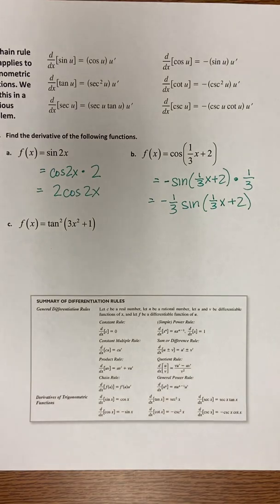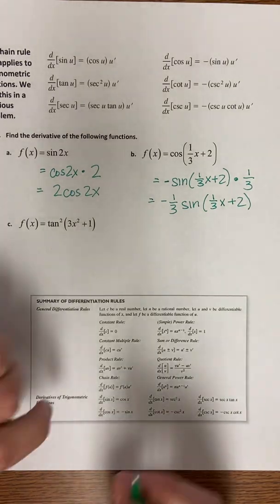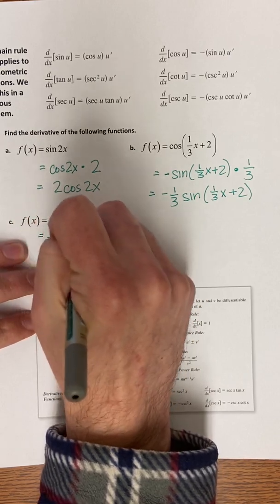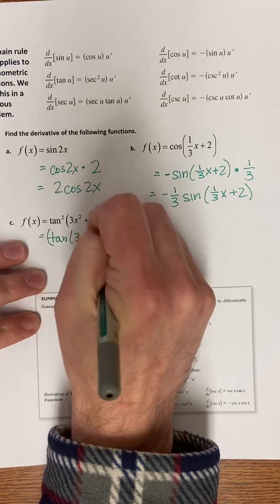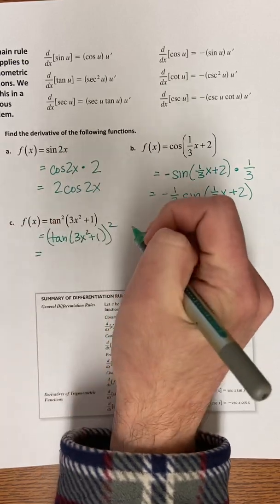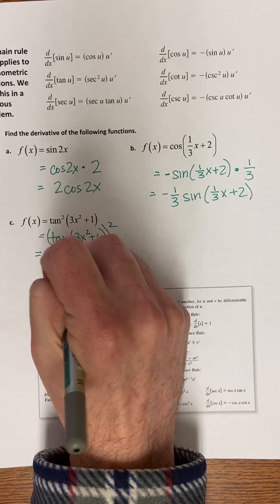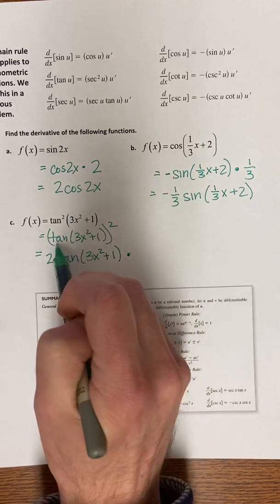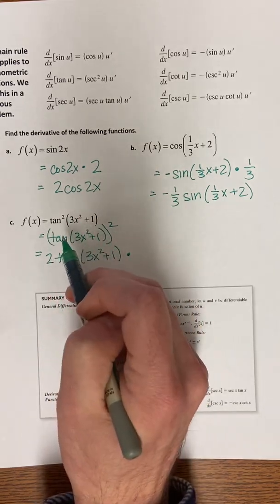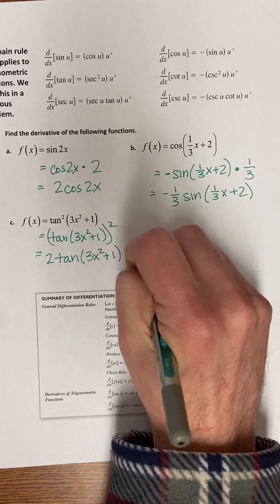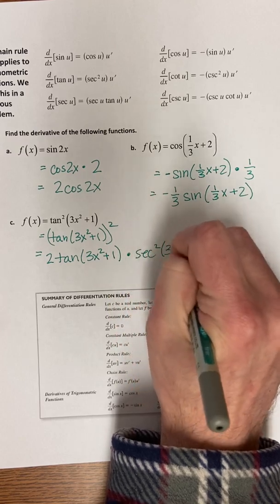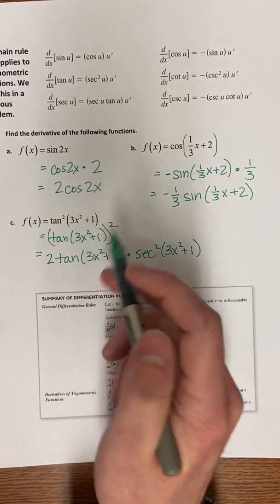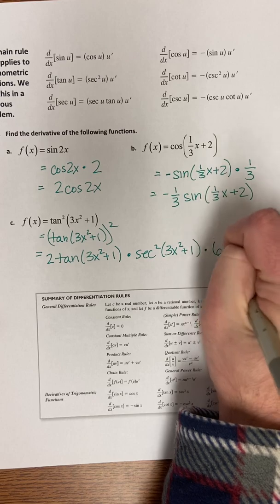And sometimes you can have multiple chains to deal with, even in trig functions. So again, tangent squared of (3x squared plus 1) is really the tangent of (3x squared plus 1), squared. And if we go outside in, the 2 comes down first. 2 times the tangent of (3x squared plus 1) times the derivative of my inside. The derivative of tangent of (3x squared plus 1) is secant squared of (3x squared plus 1) times the derivative inside my tangent, which is the derivative of 3x squared plus 1, which is 6x.